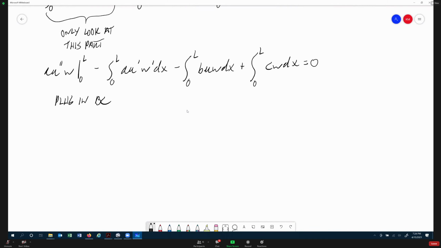So we're going to say A of L U prime L W of L minus A of 0 U prime 0 W of 0 is equal to 0. So our boundary conditions.